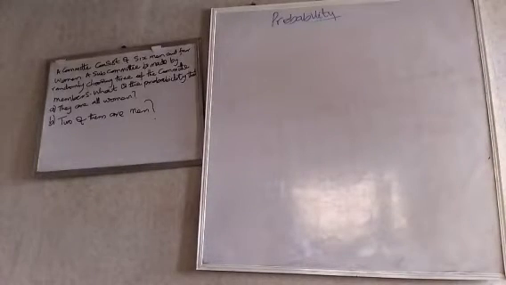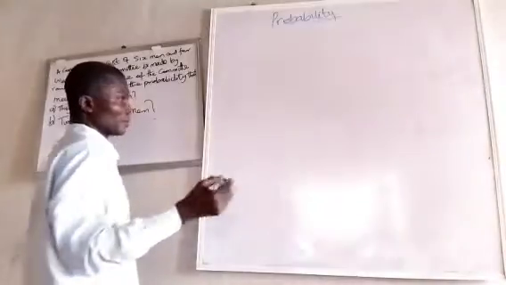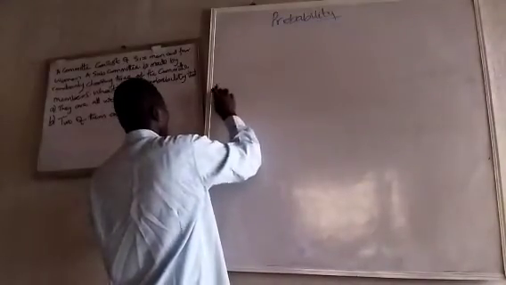A committee consists of 6 men and 4 women. A subcommittee is made by randomly choosing 3 of the committee members. What is the probability that A, they are all women, B, 2 of them are men? Now this is a situation of combination, or selection.